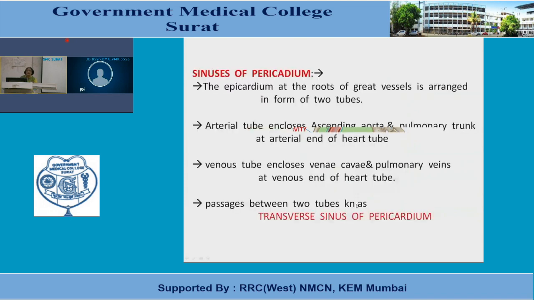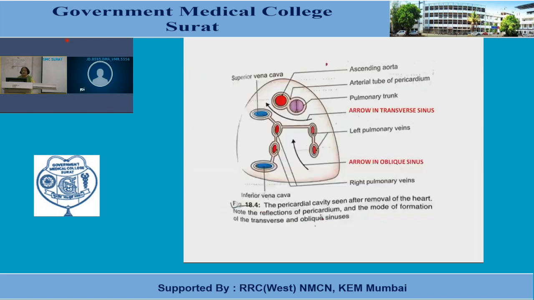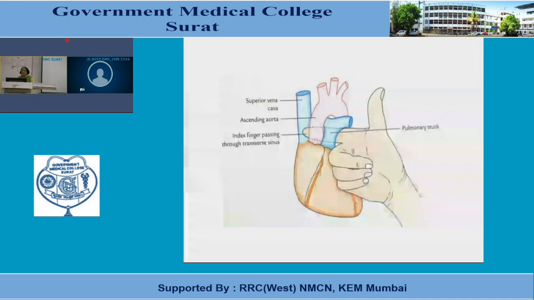Now the important practical in the dissection: sinuses of the pericardium. What are the sinuses of the pericardium? The pericardium at the root of the great vessels is arranged in the form of two tubes. I will show it in the diagram. You can see in the given diagram these are the chambers, and at the upper border of the heart, the great vessels of the heart.